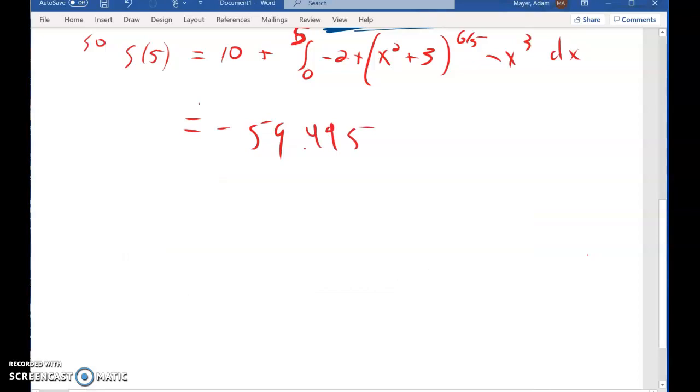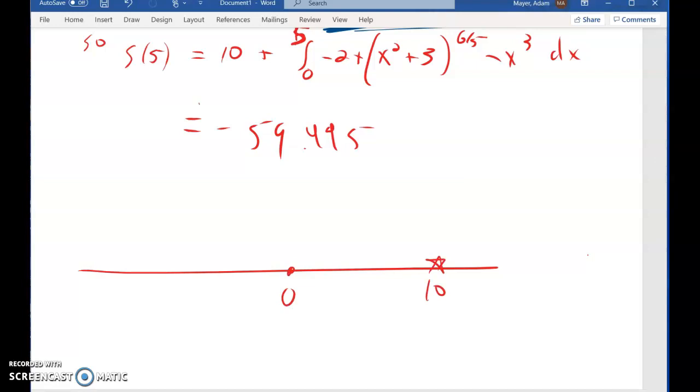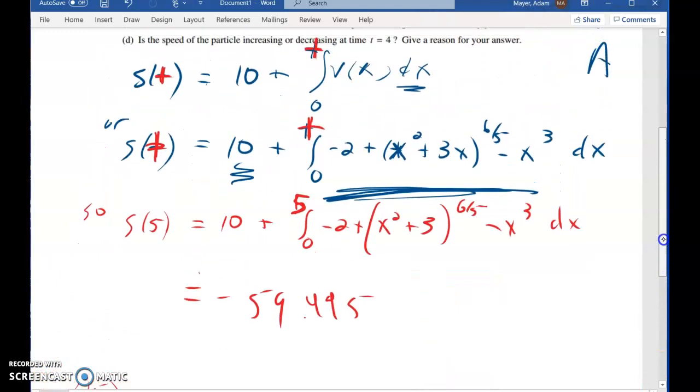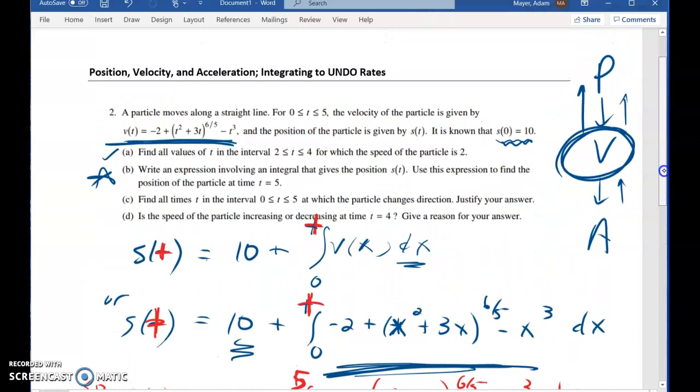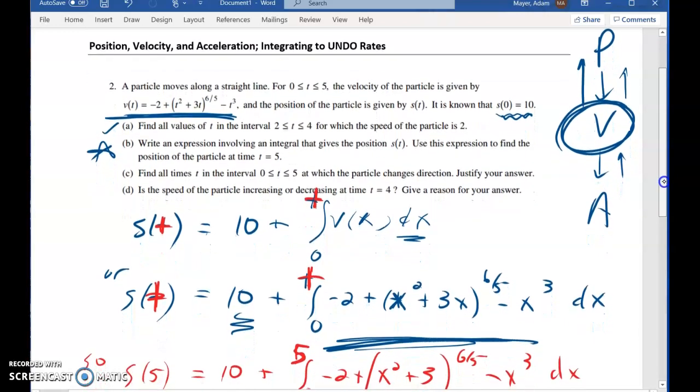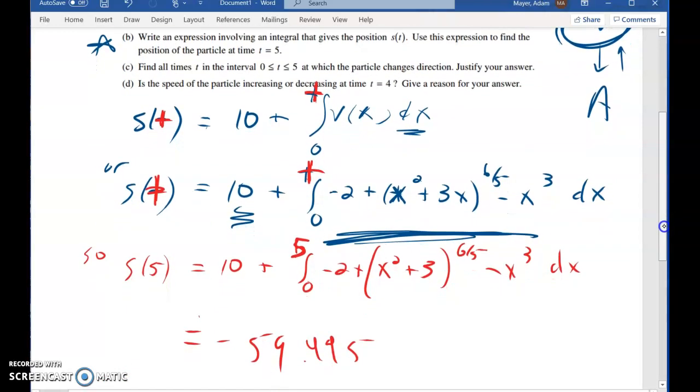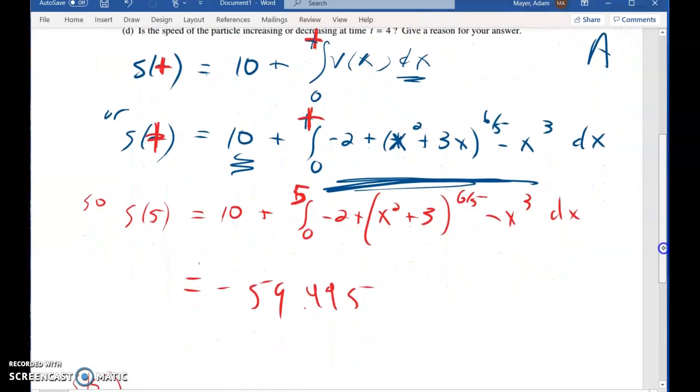So what happens is this particle, here's 0, starts way over here at 10. And over the first 5 seconds, it's doing a lot of crazy things. But 1, 2, 3, 4, 5, it ends up way over here after 5 seconds at -59.495. Okay. So that's the part of this problem I wanted to review with you: the idea that to integrate the velocity, you get the net distance traveled, or in this case, the first 5-second net distance traveled. We put a 5 in there.